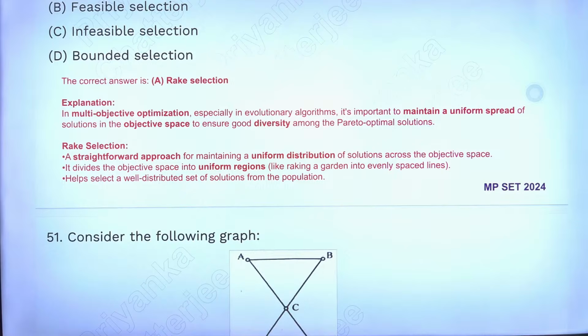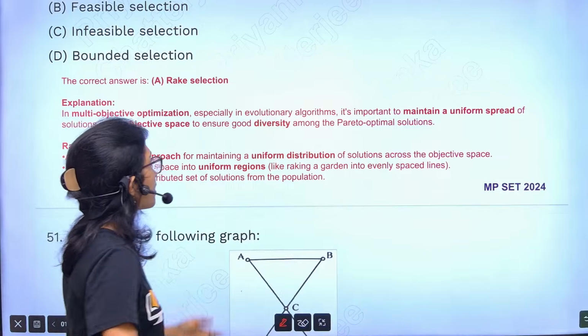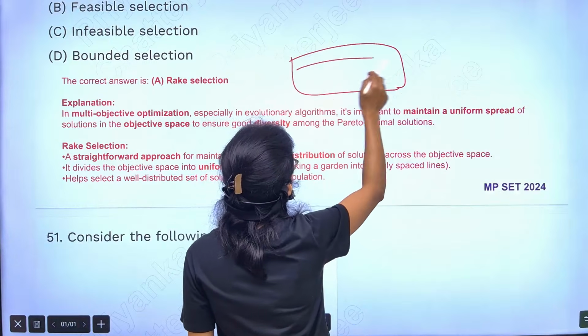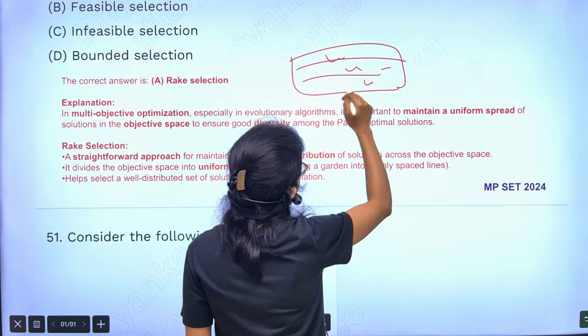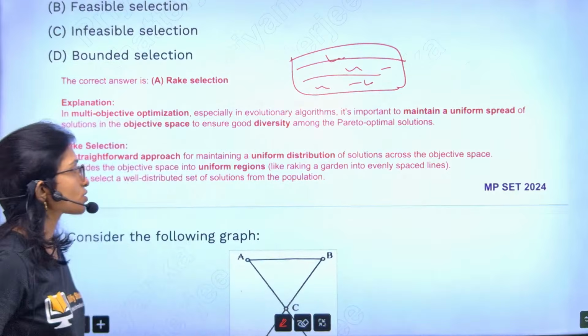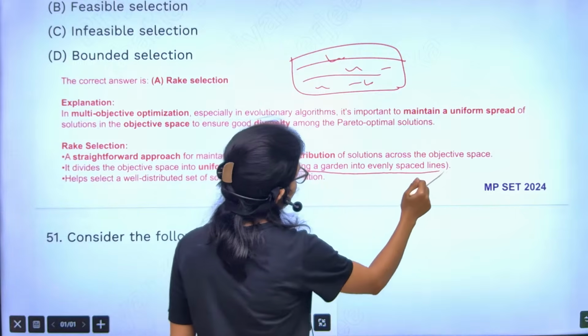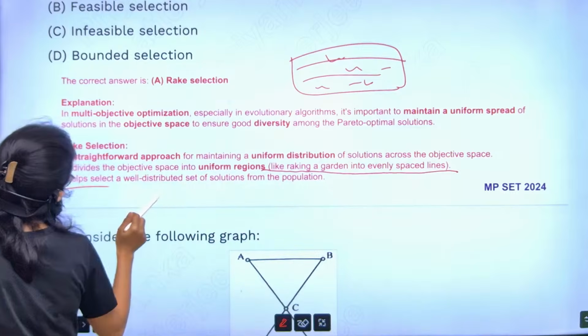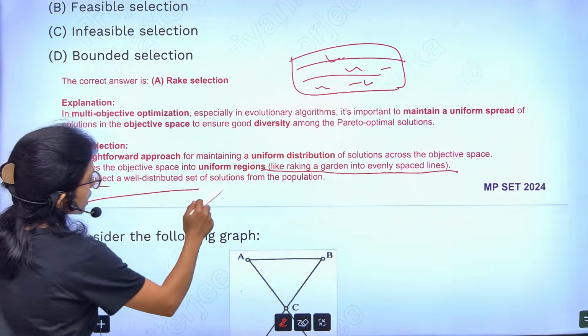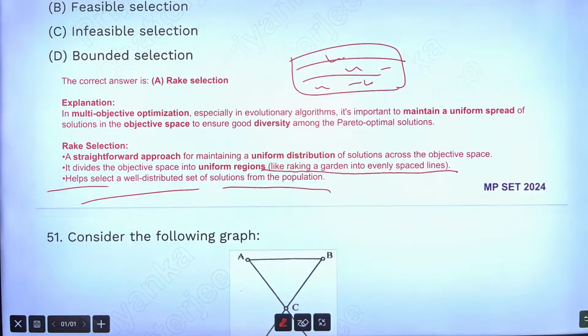Like raking, it is actually a rake, like raking a garden into evenly spaced lines. In your garden you are making the rake lines, just like that you are doing this. That's why it is called rake selection. Like the rake in gardening, evenly spaced, it helps to select a well distributed set of solutions from the population. This is called your rake selection.